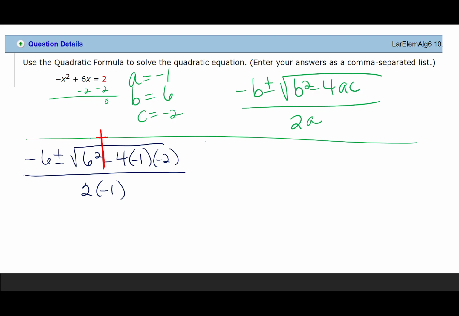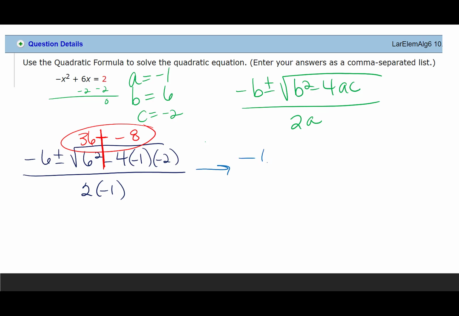On the left side of that cross symbol, 6 squared is 36. On the right side, use the minus 4 as a negative 4. So negative 4 times negative 1 is positive 4. Positive 4 times negative 2 is negative 8. And then combine those two numbers together and keep it under the radical. So this will be negative 6 plus or minus the square root of 28 over negative 2.